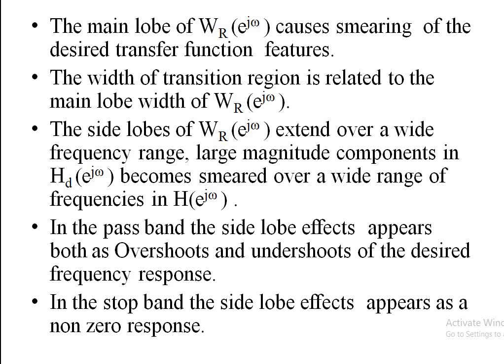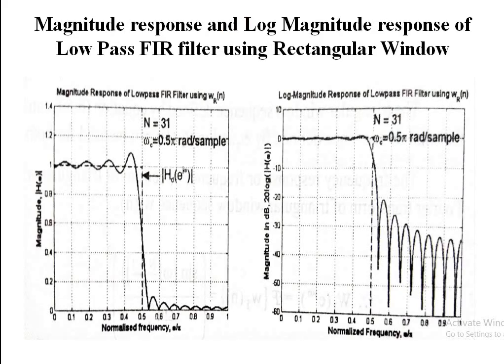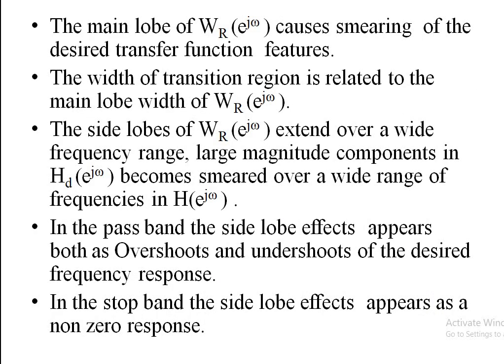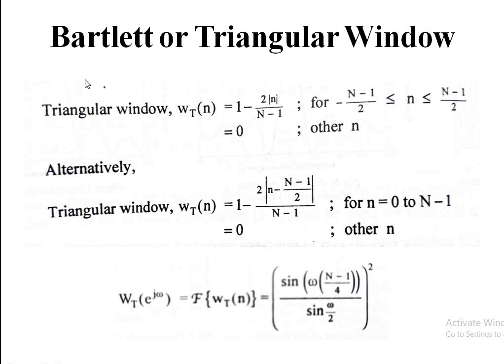To reduce these side lobe effects, we generally consider alternate windowing sequences which have spectra exhibiting smaller side lobes. Therefore, we now move to another windowing sequence, from this disadvantage of the rectangular window, and we call it a Bartlett or triangular window. The triangular window has been chosen such that it has tapered sequences from the middle on either side.